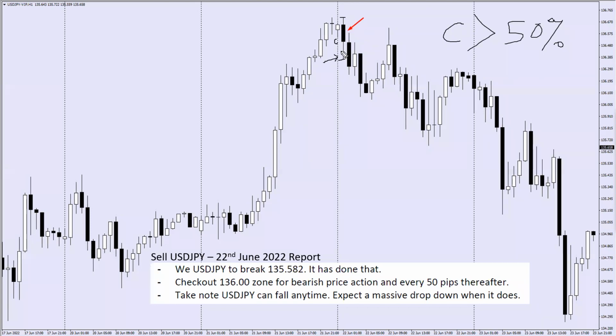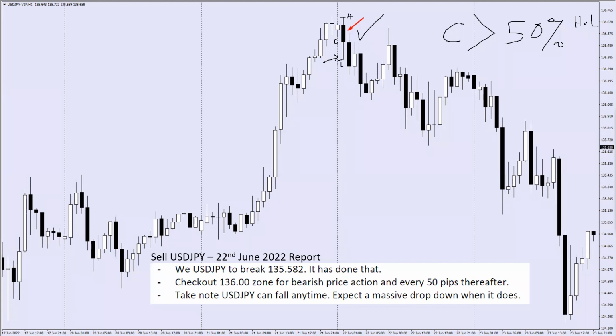If you have a long wick, the closing price must close more than 50% of the high minus the low. That means the high here minus the low, it must close more than 50%. I have measured this. This is just below that 50%. Then that's why this trade we can take.